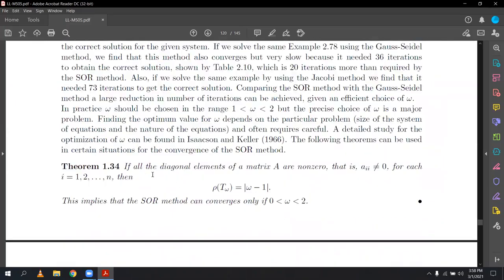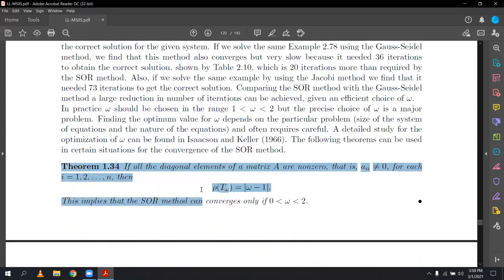Here I give you the condition, the theorem, for the SOR method. Always remember this one: the spectral radius of T_omega, the SOR iteration matrix, is always greater than or equal to the absolute value of omega minus 1, but with this condition. If this condition holds, then this happens, and the condition is what? The diagonal elements of the matrix are non-zero, so not a single diagonal element in the given matrix A is 0. If it is 0, then we cannot use this formula.